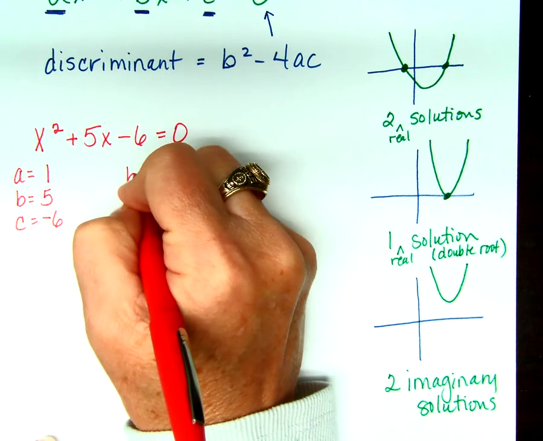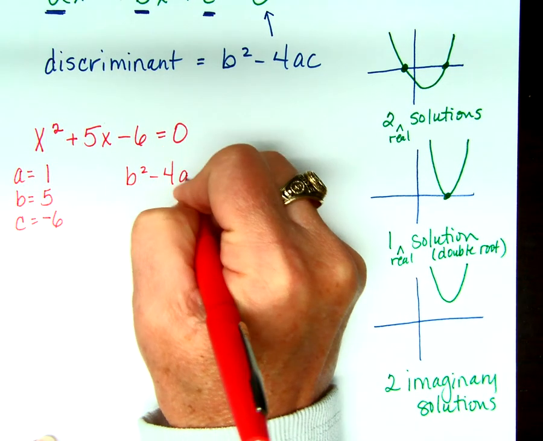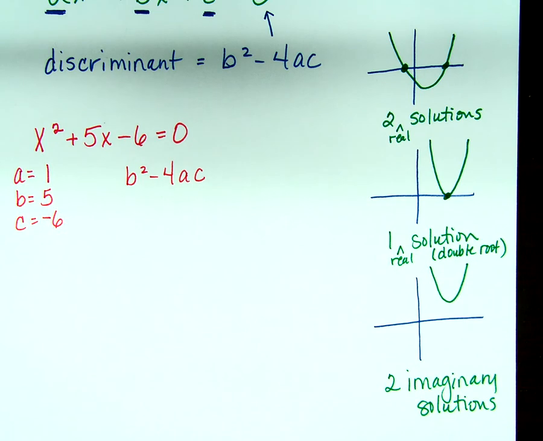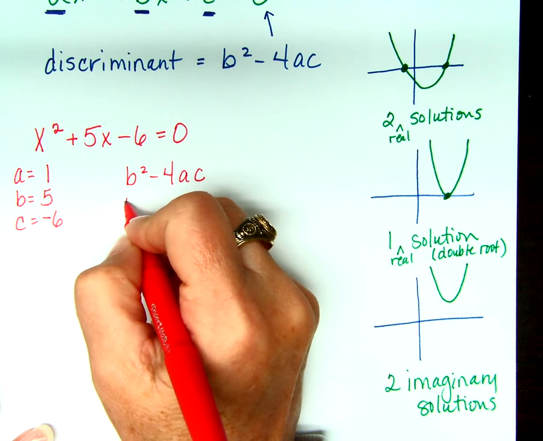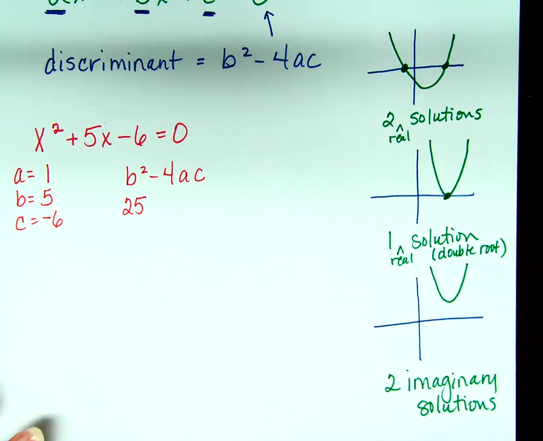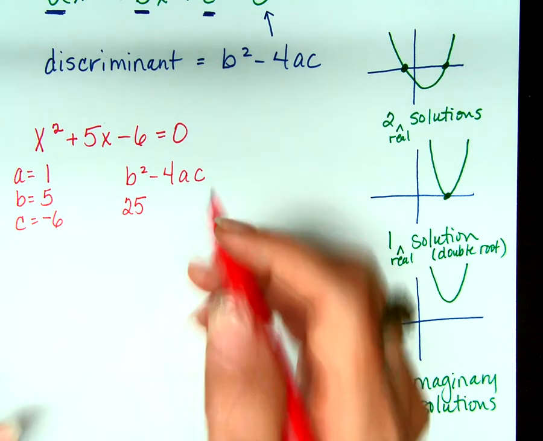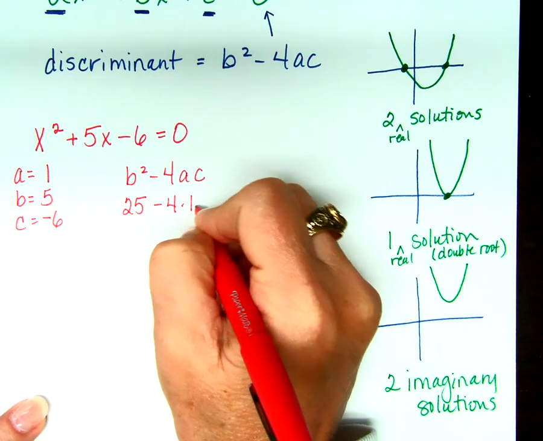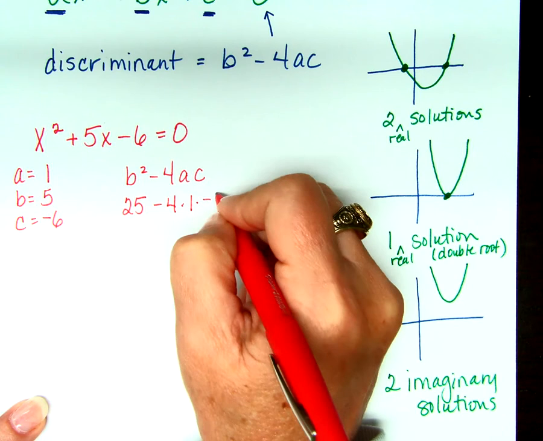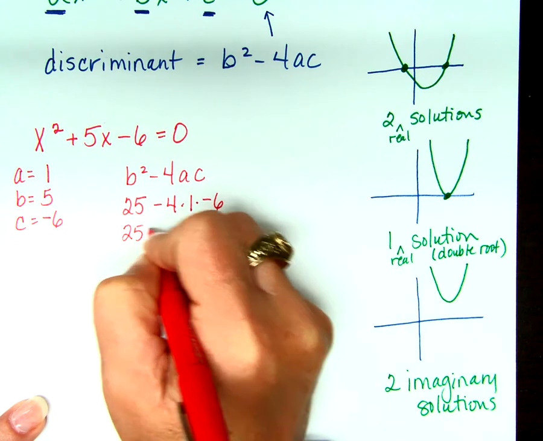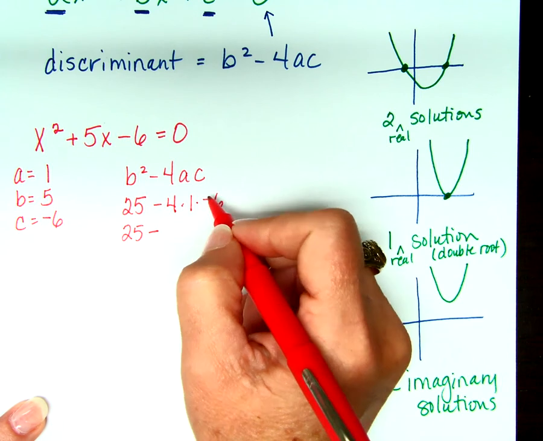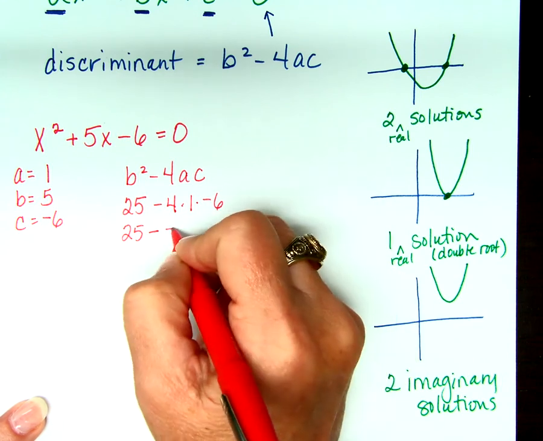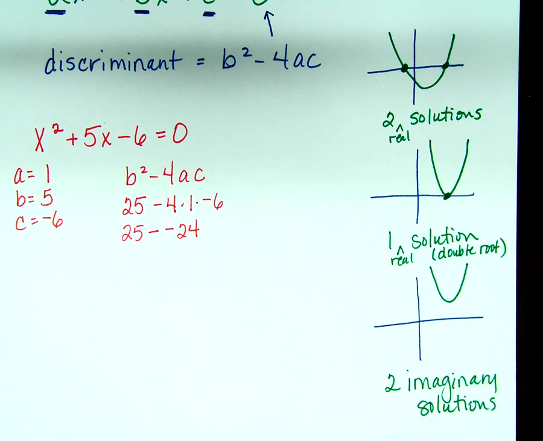So now I have to fill in B squared minus 4AC. Well, what's B squared? 25. If it's something like that I can do in my head, I want to. Okay? Minus 4 times A, which is 1, times C, which is -6. So I have 25 minus 4 times 1, 4. 4 times -6, -24.